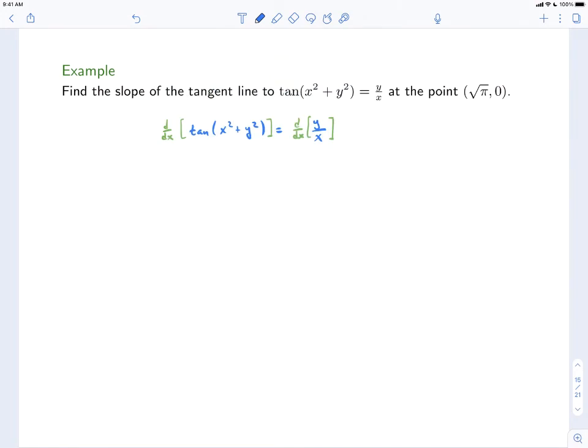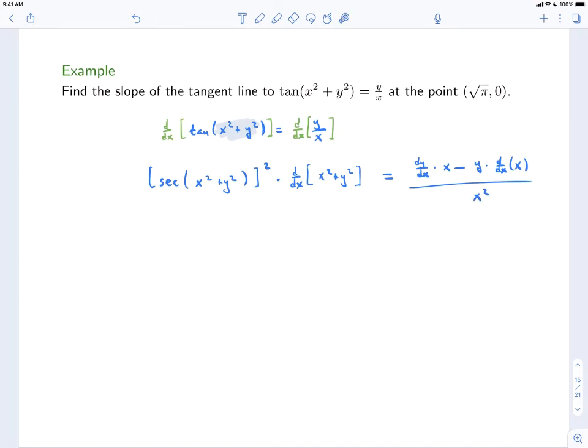So on the left, we'll have the derivative of tangent, which is secant squared. So the derivative of tangent is secant squared, and then we just take the inside function and you put that here. But then of course you have to multiply by the derivative with respect to x of whatever's inside there, which is x squared plus y squared. And this will equal, using the quotient rule, the derivative of the top times the bottom minus the top times the derivative of the bottom. And all of this is divided by the bottom squared.